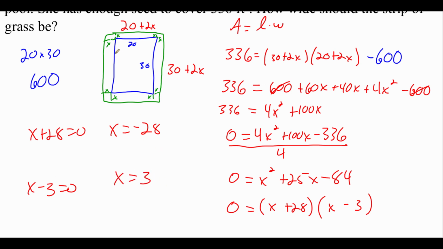Now remember, x represents the width of this strip of grass, and we can't have a negative width, so it can't be that negative 28. So the strip of grass should be 3 feet wide.